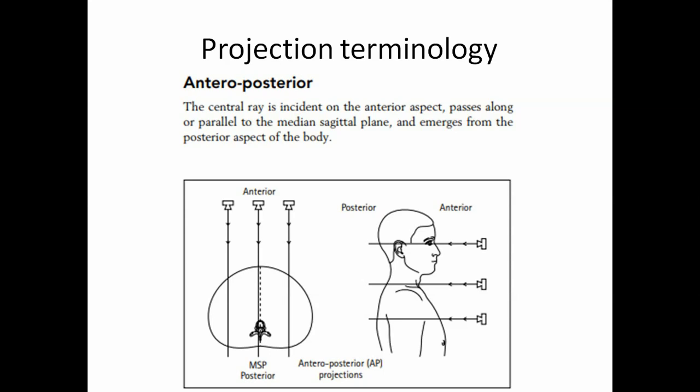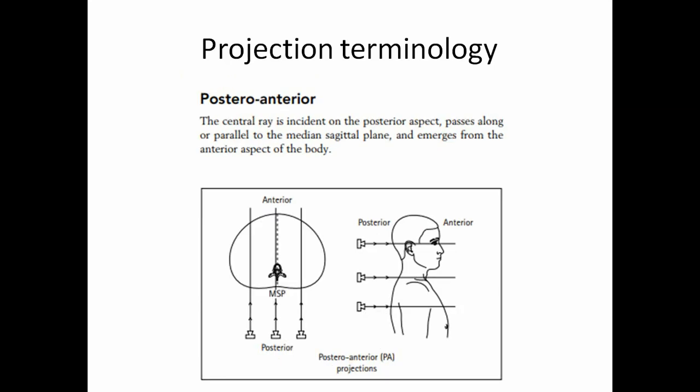This all comes under projection terminology, which is about how the X-ray passes through the patient. For example, in the anterior posterior projection, the central ray enters through the anterior and exits through the posterior side. So that is called an anterior posterior view.